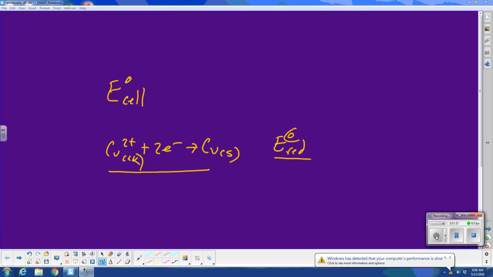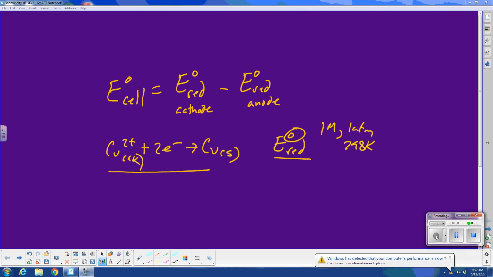And standard just means that we have what? 1 molar, 1 atmosphere, and 298 K are the conditions for this standard. And we said that we could calculate our cell potential by looking at each half cell, and we could say, hey, the cell potential is the standard reduction potential at the cathode minus the standard reduction potential at the anode. And what is happening at the cathode? Well, that is my half reduction reaction or half reduction cell.